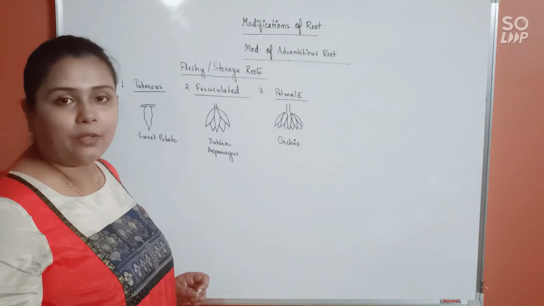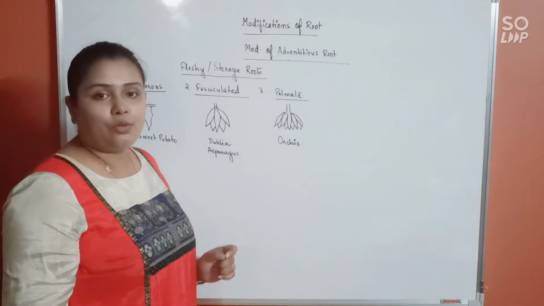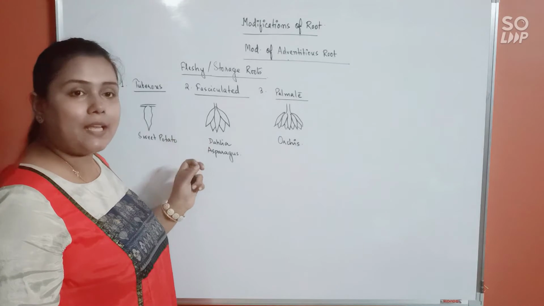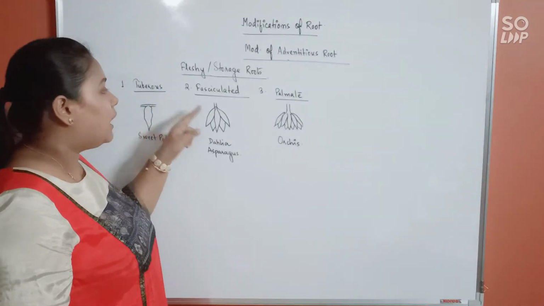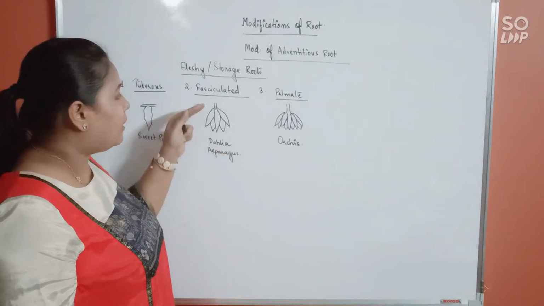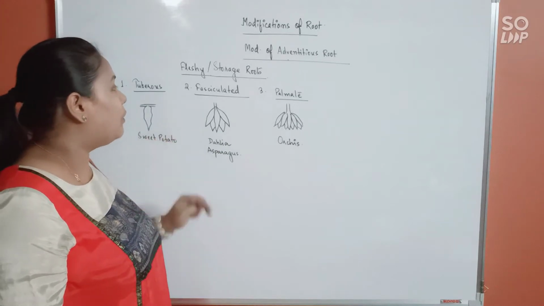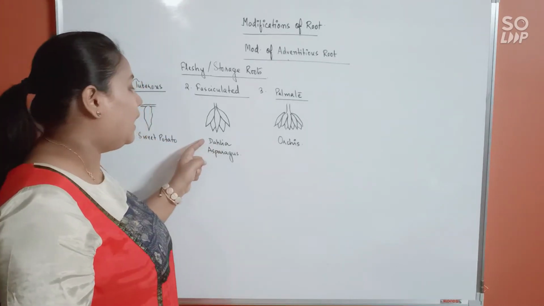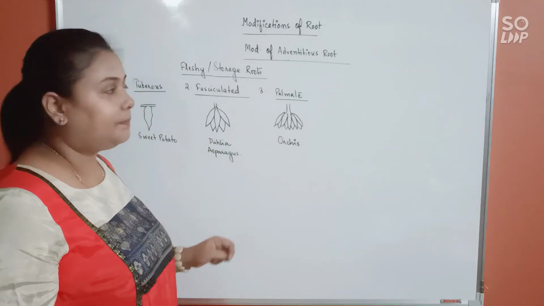Example is sweet potato. Next is fasciculated roots. Fasciculated roots, on the other hand, arise as many tubers. If there are many tubers arising at the base of the stem, in that case we will call it fasciculated roots. It's commonly found in Dahlia and asparagus.